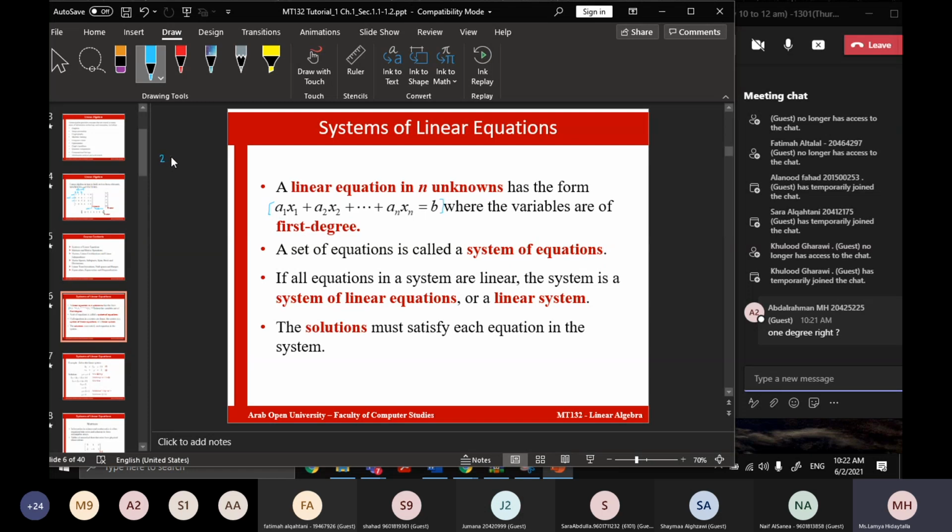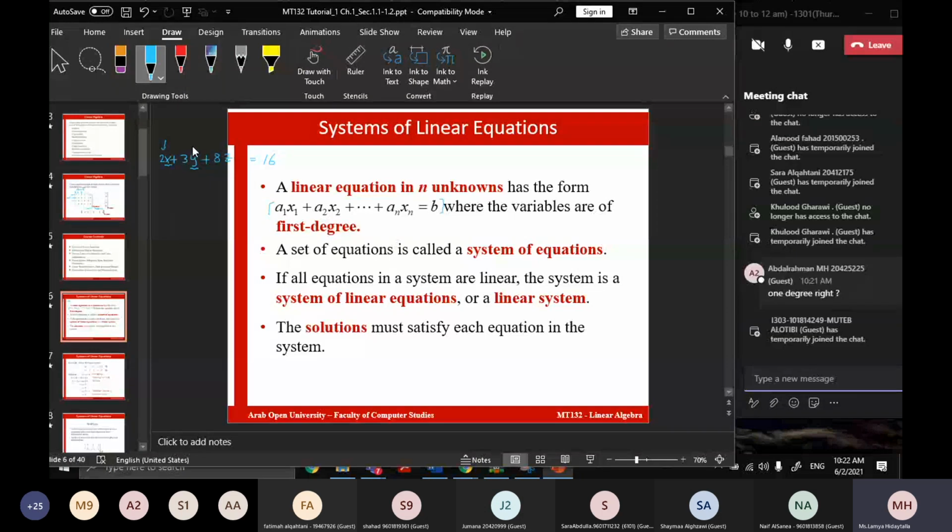For instance, 2x plus 3y plus 8z is equal to 16. So this is an example of a linear equation. Is it linear? Yeah, it is linear. To be a linear equation, the degree of each variable should be 1, to the power 1. Otherwise, it's not linear. This is the first thing.